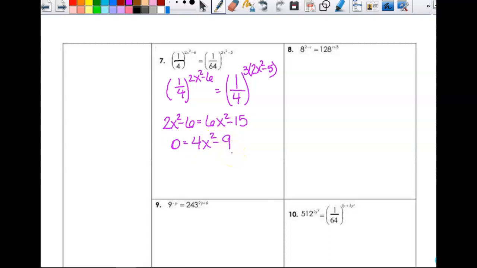Can I factor that? Yes, it is a difference of squares. So this gives me 2x plus 3 times 2x minus 3, whoops, which means x is plus or minus 3/2. Okay, what questions you got? Alrighty, we're going to skip number 8. You do number 9.